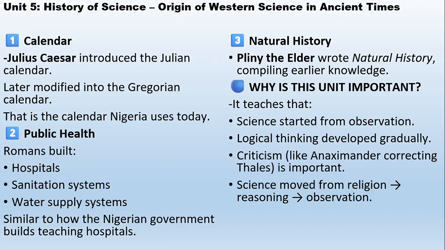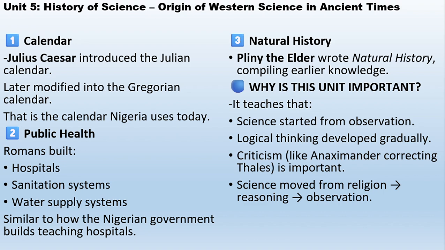You turn on your tap, and the water is coming out from the tap. If there is an issue, maybe the water just stopped, the first thing you do is to observe. You observe why the water stopped. So science started from observation. Then logical thinking developed gradually. Logical thinking, also called reasoning, developed gradually.